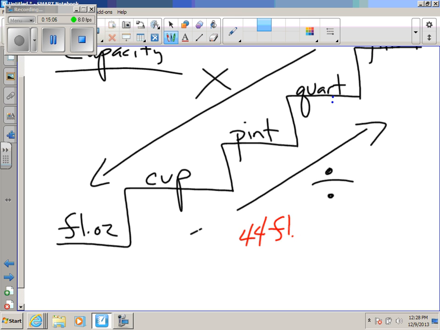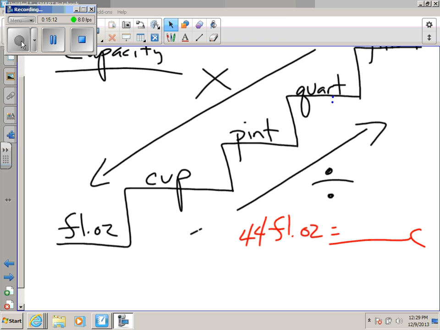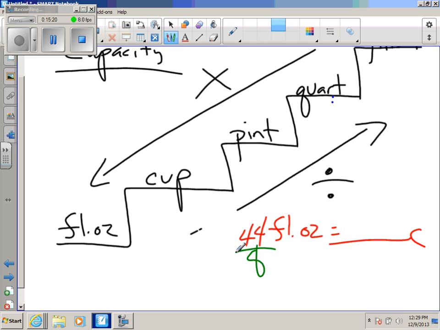44 fluid ounces is equal to how many cups? Try that one. So Key, how many fluid ounces in a cup? 8. So as I go from fluid ounces to cup, I'm going up, so I'm going to divide by 8. 8 into 44, 5 times, that's 40. 4/8 left over, which is what? Half. 5.5 cups. Very good.